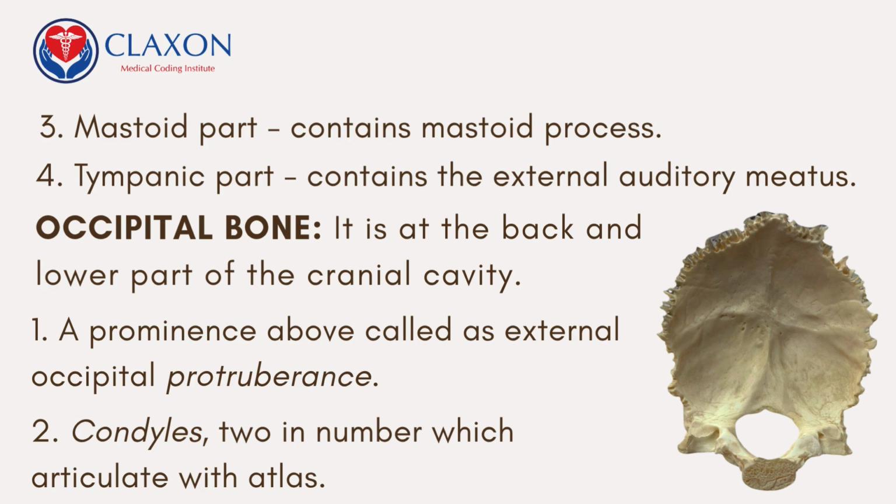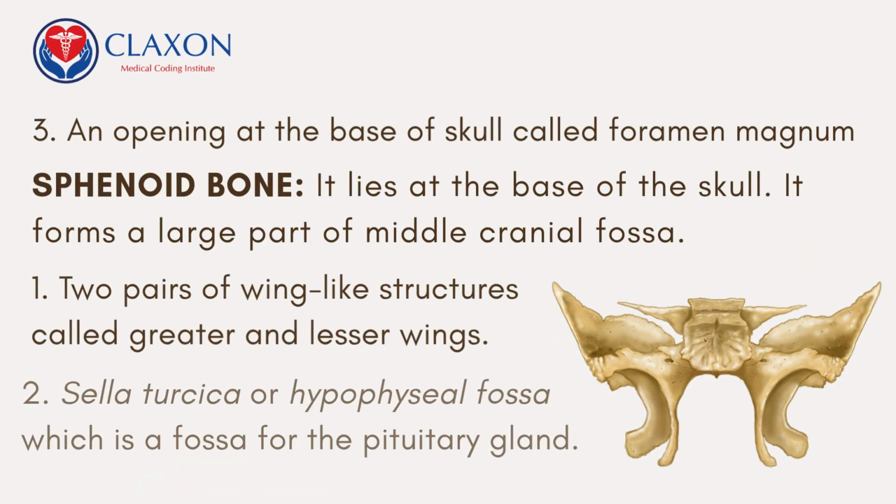Occipital bone. It is at the back and lower part of the cranial cavity. A prominence above called external occipital protuberance. Condyles, 2 in number, which articulate with atlas. An opening at the base of skull called foramen magnum. Sphenoid bone. It lies at the base of the skull. It forms a large part of middle cranial fossa. 2 pairs of wing-like structures called greater and lesser wings. Sella turcica or hypophyseal fossa, which is a fossa for the pituitary gland.